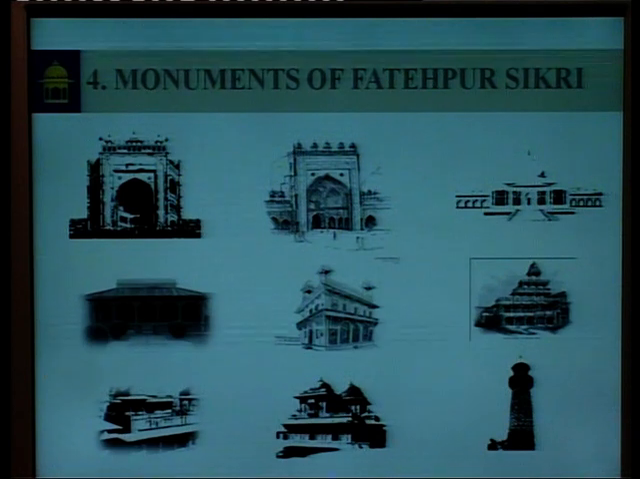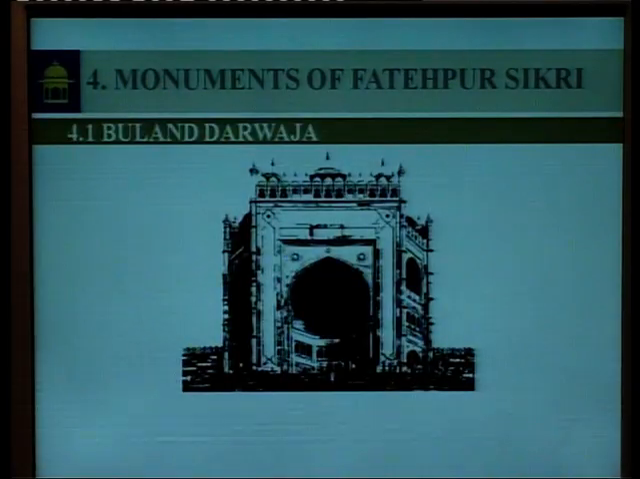We'll touch upon the major ones one by one. As I told you, there are two parts of the city. One is the religious part. So the religious part has the Buland Darwaza, which was the gateway of victory, which was the first building to be built at Fatehpur Sikri. It is on the Jama Masjid complex. So this is the Buland Darwaza we are talking of.